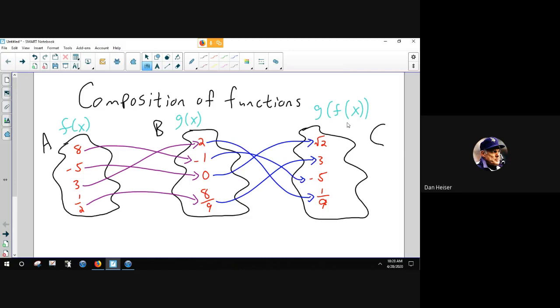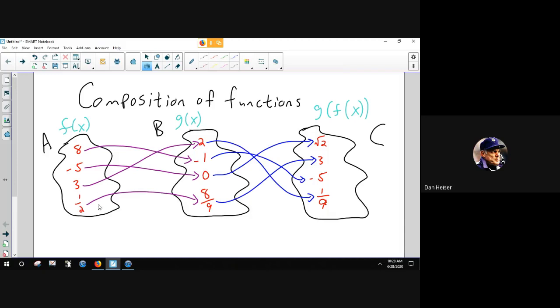With compositions, we go inside out when we write the notation. So we started with value 8, plugged it into x, applied the rule f. We got a value -1, put that value into the g function, and finished with -5. Starting with this -5, we plug that into f, we get 0, plug that value into g, and we would get the square root of 2. And we could do that for all the values. This is a composition of functions.